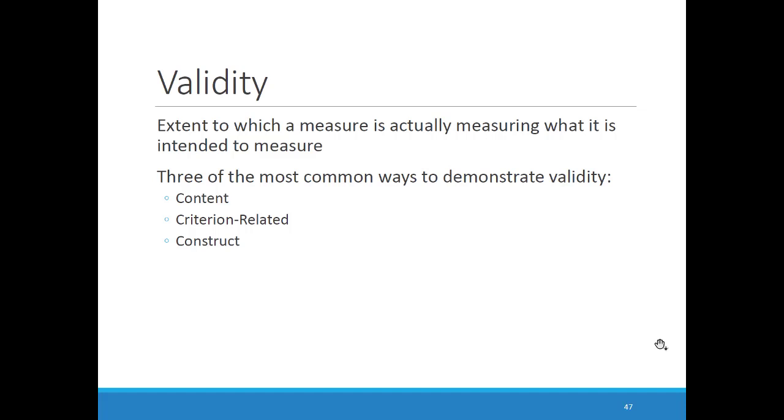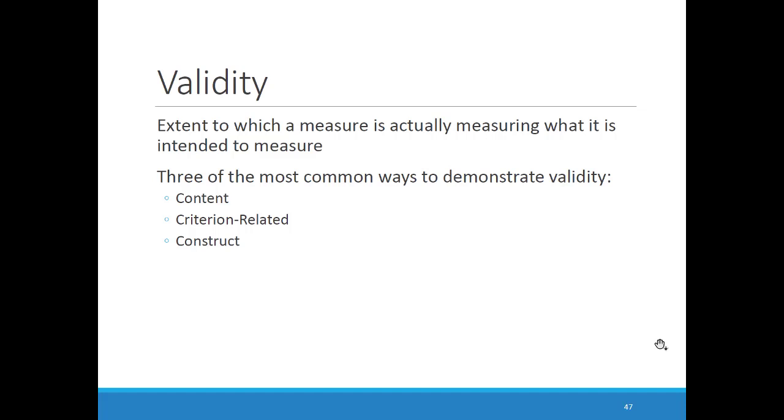Now remember that internal and external validity have to do with your confidence in your experimental or your non-experimental methods in terms of the degree to which your outcome is due to the predictor or independent variable in your study, so that would be internal validity, and the findings could generalize to other people or situations, which is external validity. So here we're kind of putting that aside for the moment, and we're talking about validity in terms of measurement.